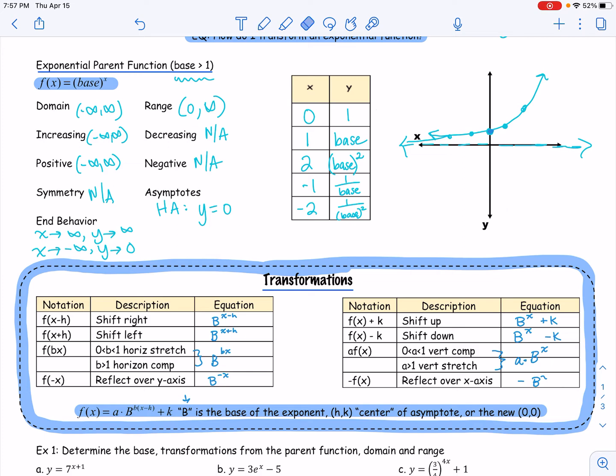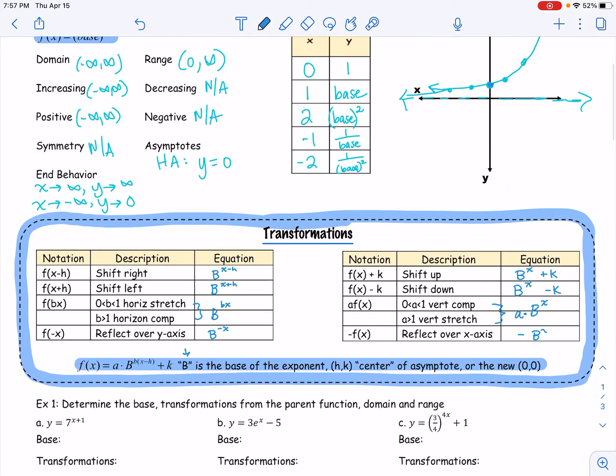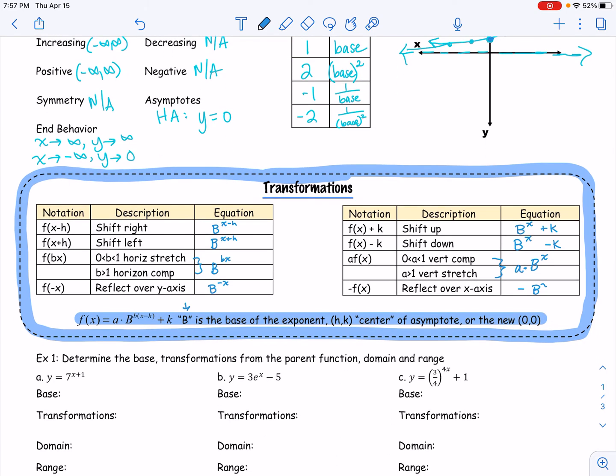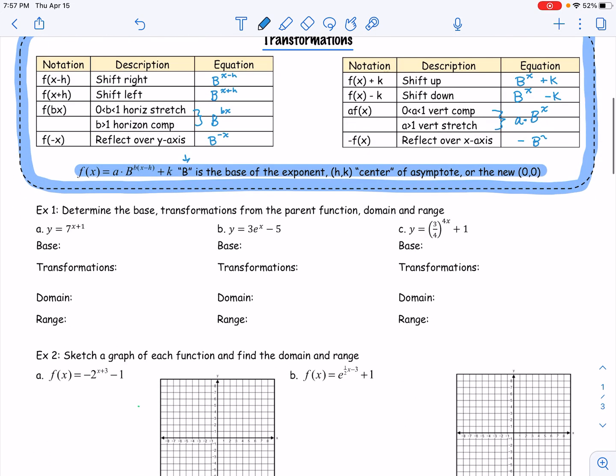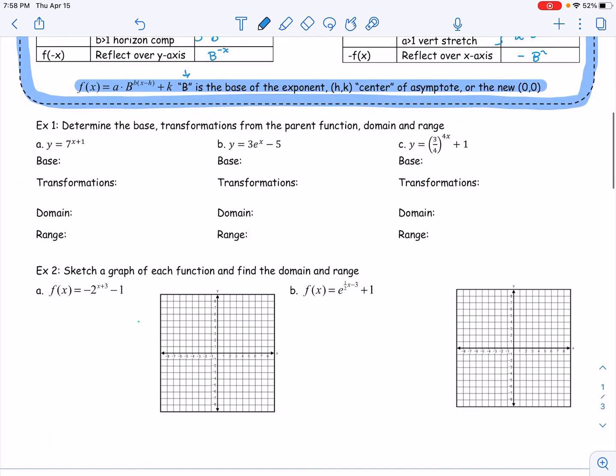So what we are going to do is almost like shift the entire graph. We are still going to use that h, k value, shifting left, right, or up and down, but that's just going to become our new origin. It's not going to be a point on the graph. So we'll get to that whenever we start sketching. First, I just want us to identify who the base is, what the transformations are, and domain and range, and then we'll do the same thing but graph it.